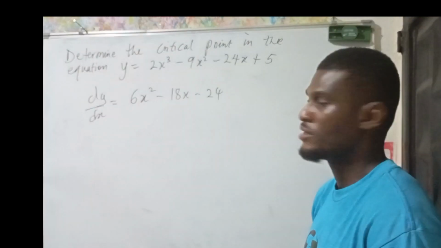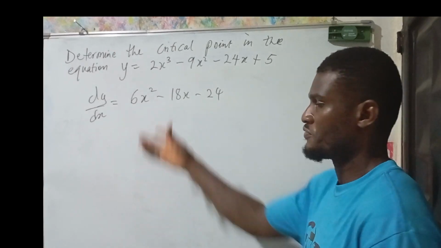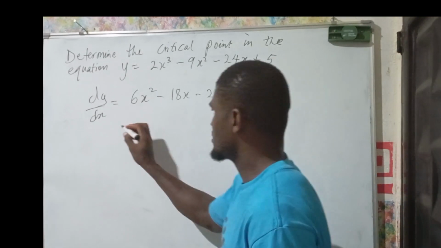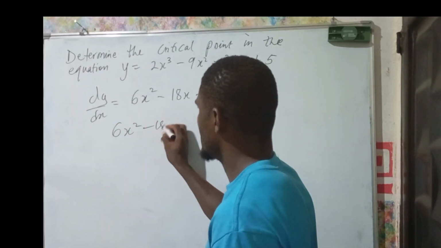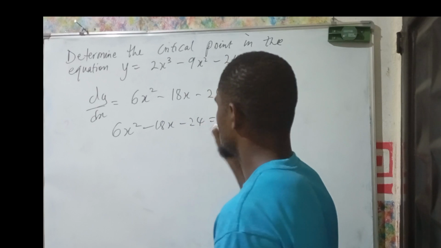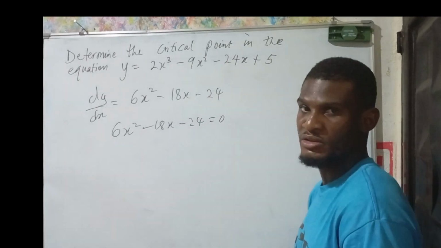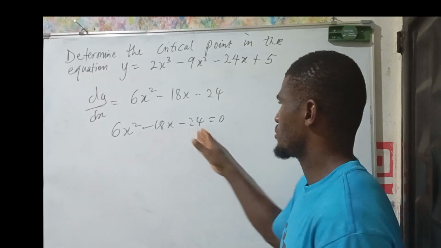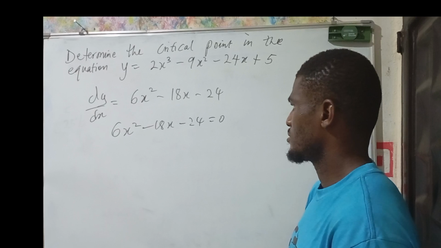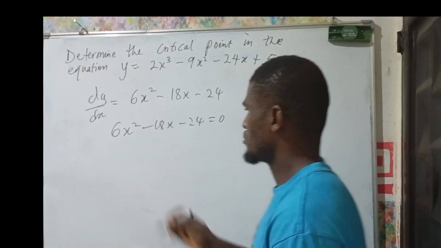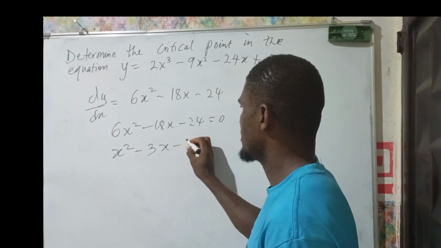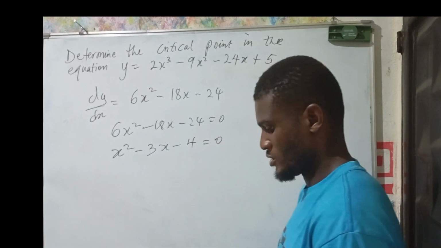So take note of the steps that we are taking. We differentiate, after differentiating, we equate it to 0. Alright, so equating it to 0, we have 6x² minus 18x minus 24 equals 0. These are the steps that you need to take to find your critical point. Now, if you look at this equation, they are all multiples of 6. So you divide through by 6, you're going to have x², divide 18 by 6, you have 3x, divide 24 by 6, you have 4 equals 0.